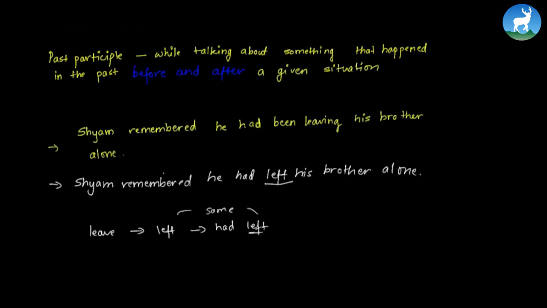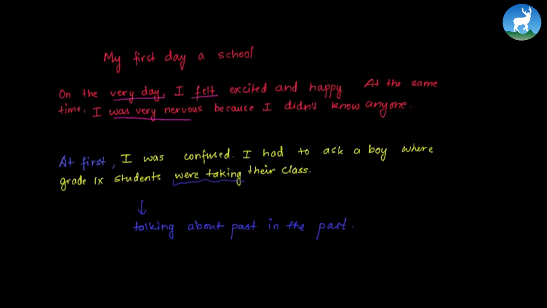Let's look at the earlier example. So here Shyam is talking about something that had happened in the past. So he remembered. In the past, Shyam thought he had been leaving his brother alone. He remembered in the past that he had been leaving his brother alone. Similarly, on the first day of school, the boy remembers that he had to ask a boy where grade 9 students were taking their class. So this is talking about past in the past.